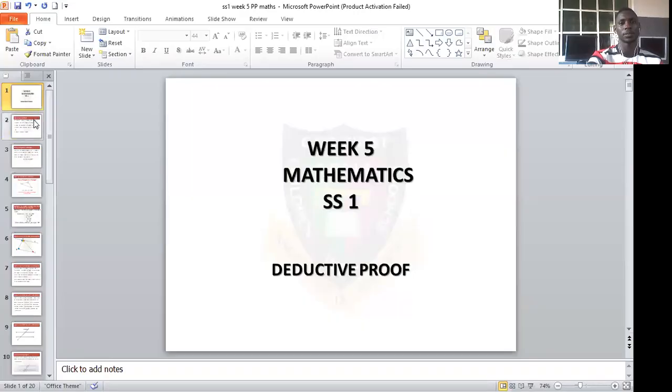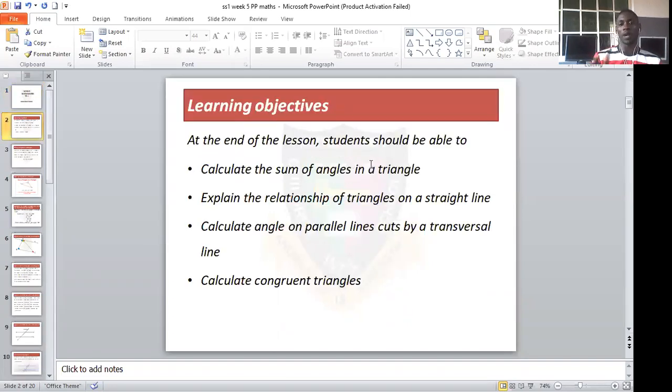So this is the learning objective. At the end of the lesson, students should be able to calculate the sum of angles in a triangle. We all know the sum of angles in a triangle is 180. So I'll just show you how to go through that. Explain the relationship of triangles on a straight line. So when triangles are attached to a straight line, what are we going to consider in this case? So we'll look at those things and calculate angles on parallel lines cut by a transversal line.